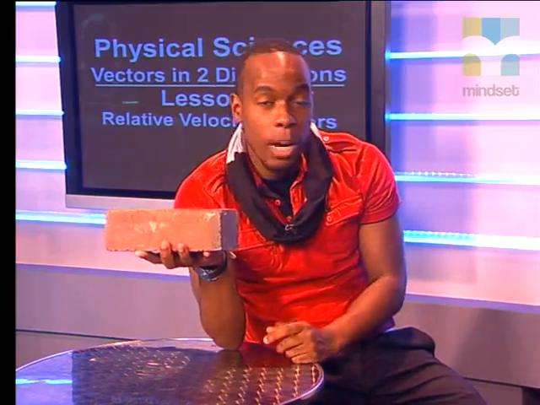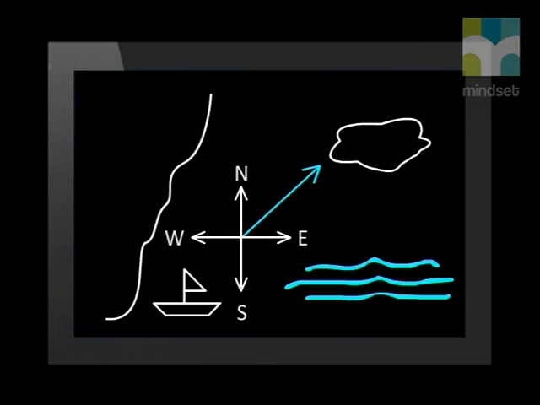Here, I'm holding a brick. It has a mass of 2 kilograms, but what I experience in my arm is weight, which is a force of 20 newtons and it acts in a downwards direction. So weight is a vector quantity because it has a magnitude of 20 newtons in this case and a direction which is downwards. In grade 10, you dealt with vectors in one dimension. That is, the vectors always acted along the same line. In grade 11, we deal with vectors in two dimensions.